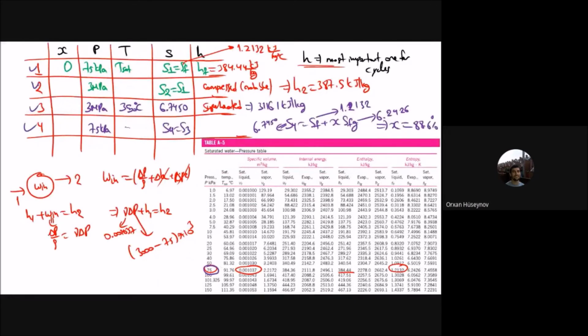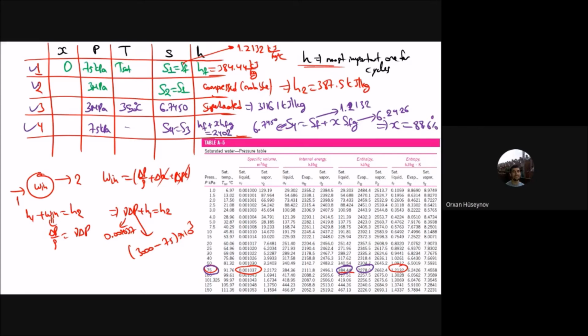If I know the quality, now I can find the enthalpy at state 4. It will be enthalpy HF plus X into enthalpy HFG. The enthalpy HF for that 75 kilopascal is this one, enthalpy HFG is this one, and the quality is that one. If you do that calculation for state 4, you will find that the enthalpy at state 4 will be equal to 2004. I have found all of the enthalpy values.